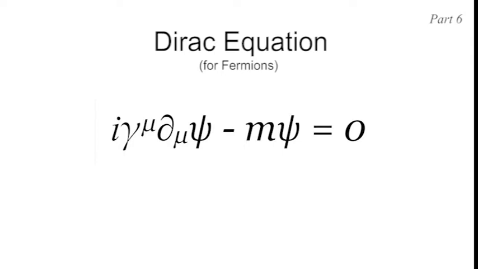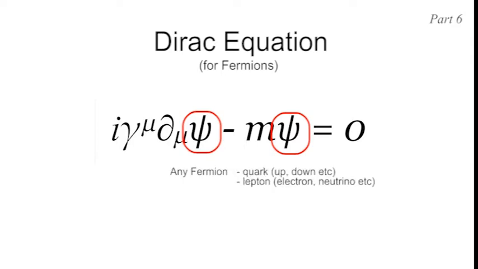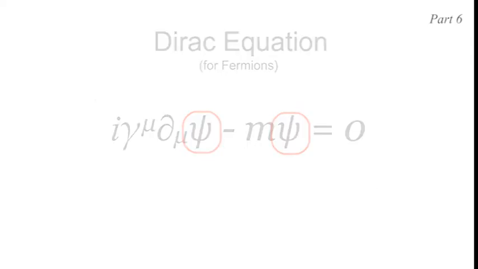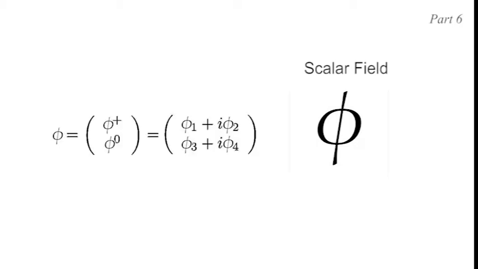The field psi can be used to describe any fermion, those spin-a-half particles of the Standard Model like quarks and leptons. Psi is different from phi of the scalar field that we discussed earlier. The scalar field phi, if you remember, could be described by a complex doublet, although we didn't actually do our analysis with that full picture. We said that the scalar field phi could be thought of as having 4 parts to it: phi 1, phi 2, phi 3 and phi 4.